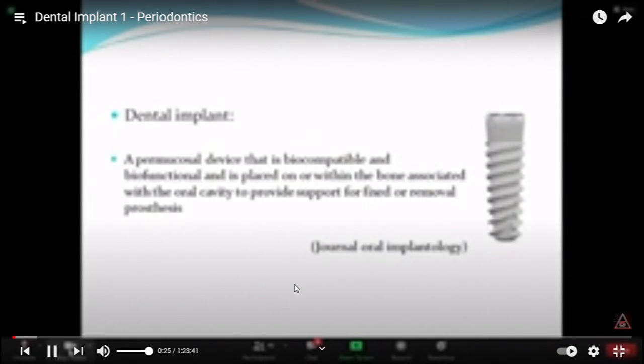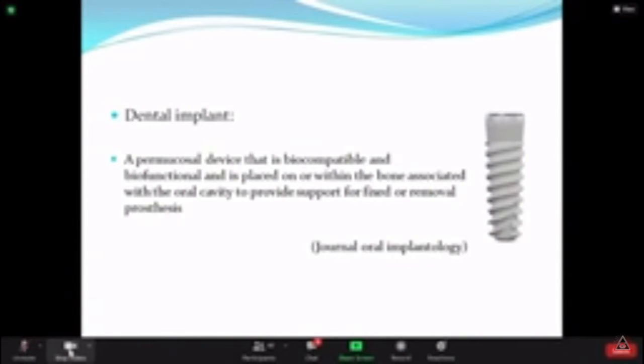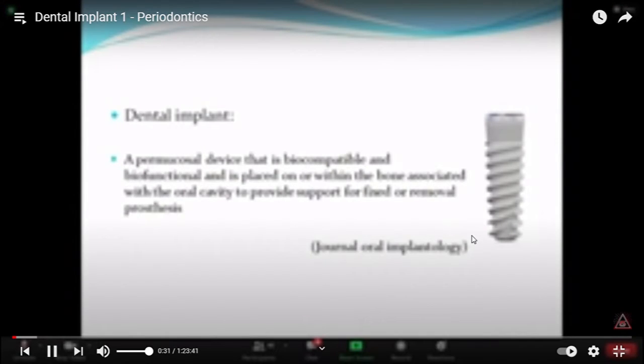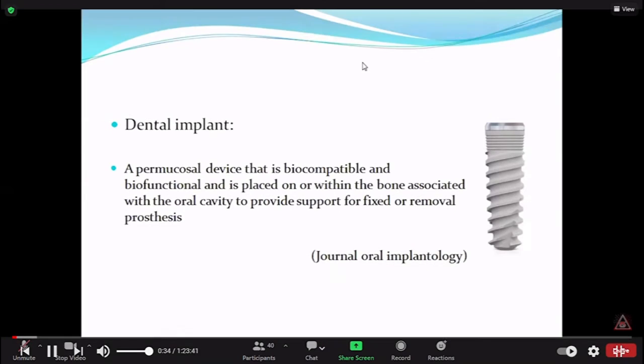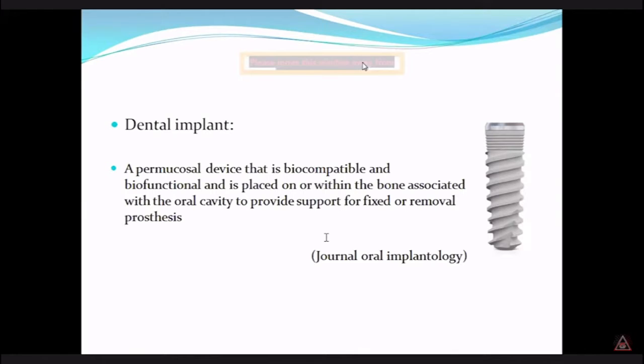So first is definition. So define dental implant. Usually in your exam, define dental implant, write down, and sometimes peri-implant mucositis and peri-implantitis. Okay, so definition, all of you should know the definition of dental implant.